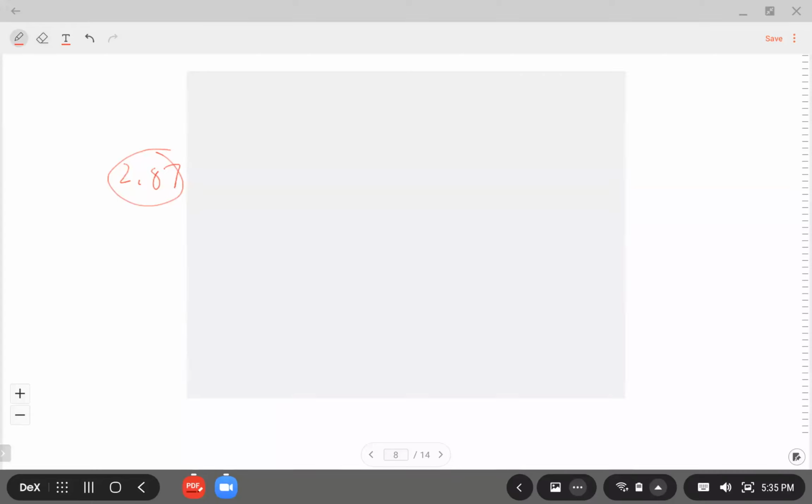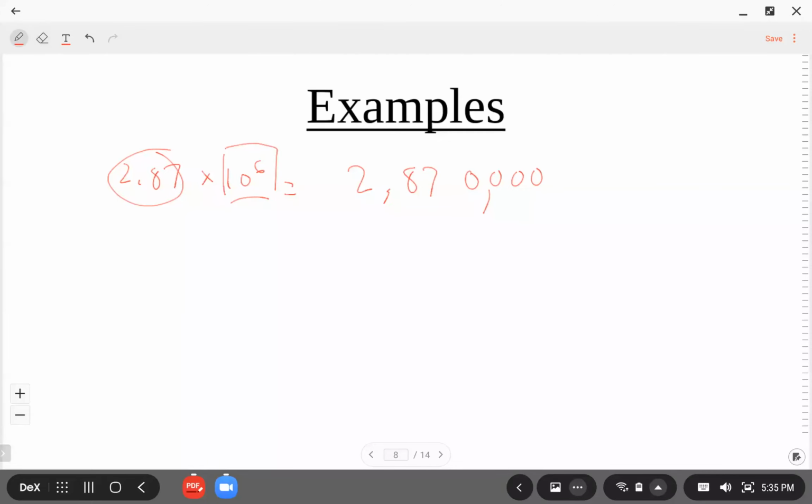Now, let me show you the super small portion of this, and that is when we have negative exponents. Same example, but 6 is negative. Let's just put it over here: 2.87. We actually move the decimal point, but instead of going right, we are going left. 1, 2, 3, 4, 5, 6.